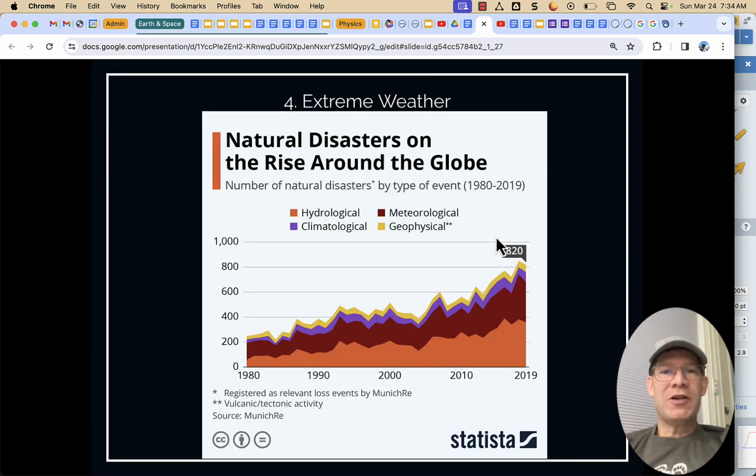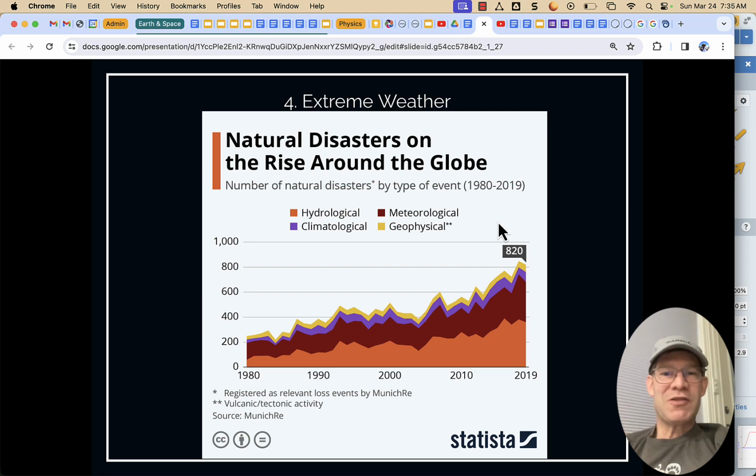Next one, extreme weather. So natural disasters around the world. Higher ocean temperatures, which we're seeing, are going to give us more evaporation, which then is going to cause more extreme weather. So I would start by writing higher water temperatures cause more evaporation. And then that can change climate patterns and ocean currents.